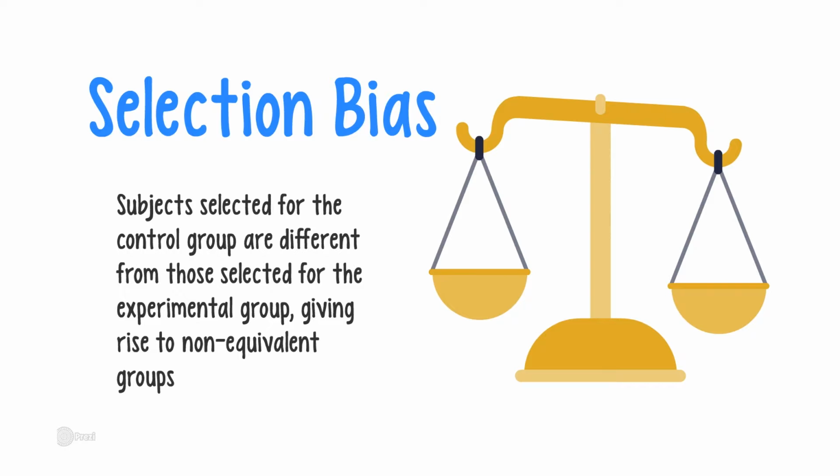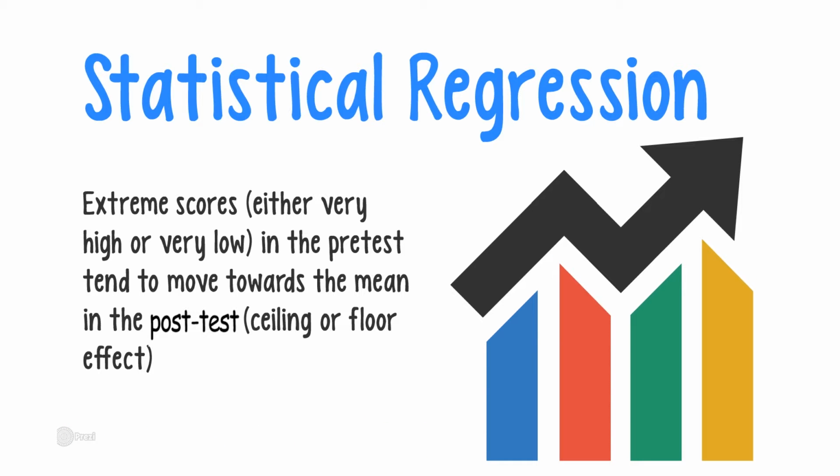Selection bias happens when subjects selected for the control group are different from those selected for the experimental group, giving rise to non-equivalent groups. Statistical regression means that extreme scores, either very high or very low, in the pretest tend to move towards the mean in the post-test. This is known as the ceiling or floor effect.